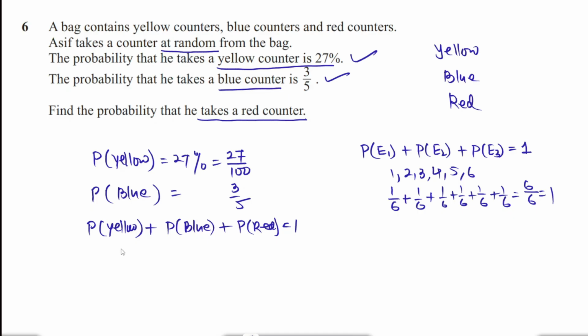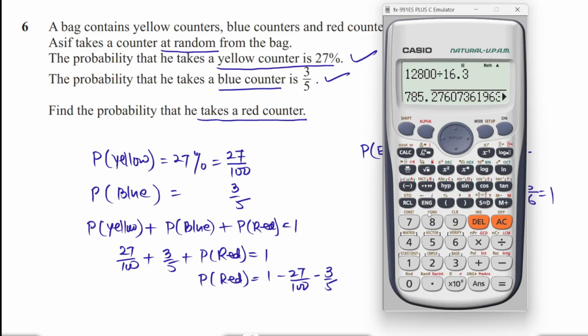So what we say is that here, probability of yellow plus probability of blue plus probability of red counter is equal to 1. Yellow's value is 27 by 100. Blue's value is 3 by 5. And probability of red we are looking for. So I'm writing a little more because I want you guys to understand the concept behind it. When you have the concept in your head, it is not going to take much time. So you can use the video according to your own preference. And let us see what happens here.